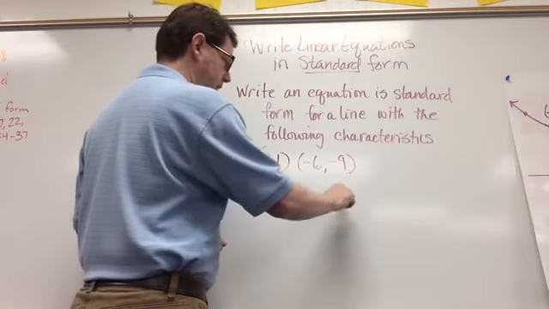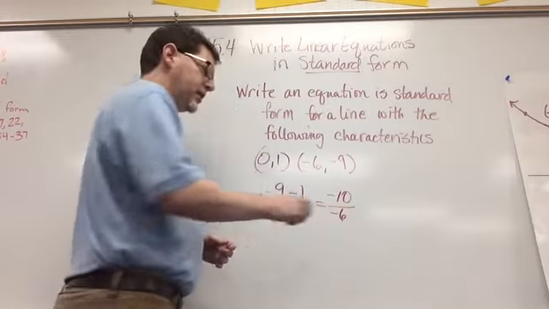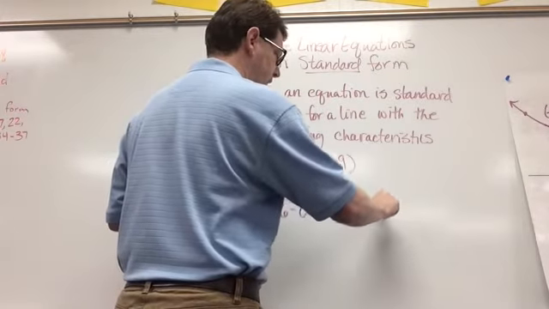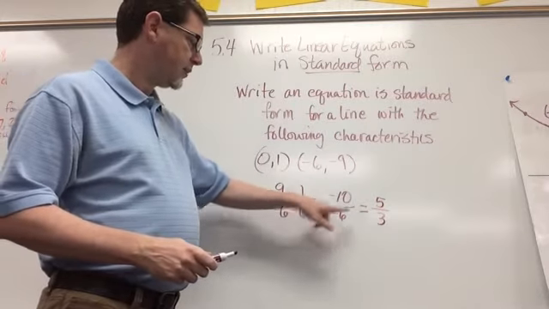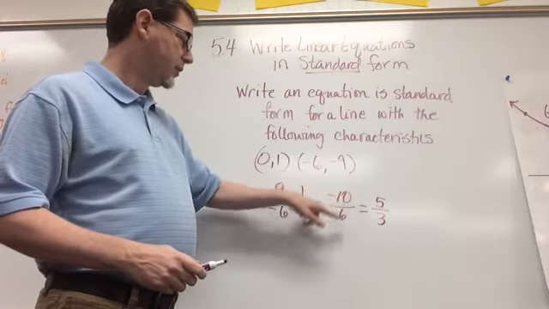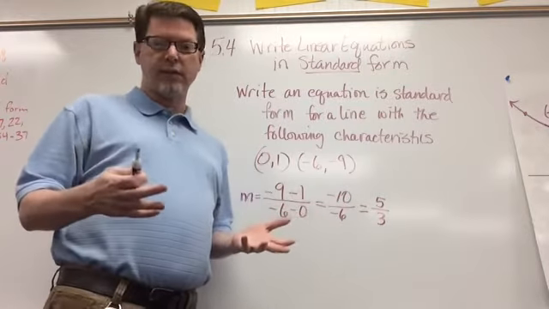negative 9 minus 1 is negative 10, and negative 6 minus 0 is negative 6. And I simplify that to positive 5 over 3, since it's negative and negative, it becomes positive. Divide both of those by 2, and I get 5/3. I'm going to leave it at 5/3 because my slope needs to be a rise over run.